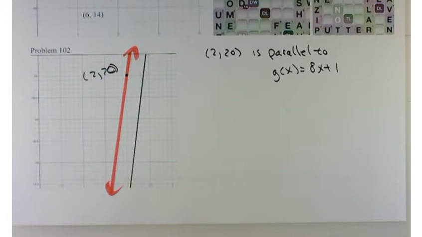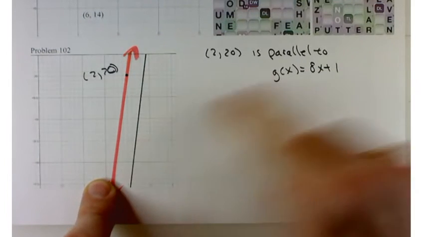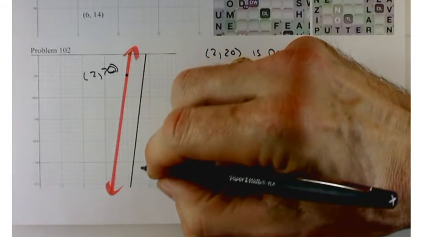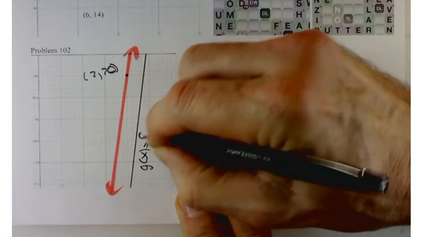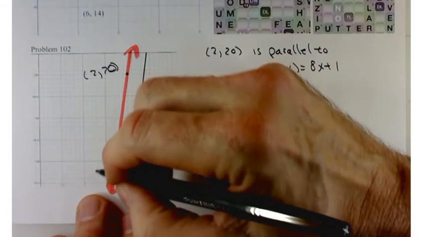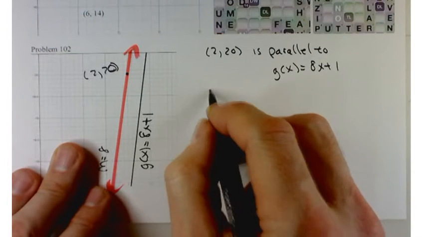If it's parallel, then it's going to have the same slope as this line. These two lines have to have the same slope. What's the slope of this line? Yeah, 8. 8 over 1 or 8. So since they're parallel, this line also has to have a slope of 8. And that's what we needed.